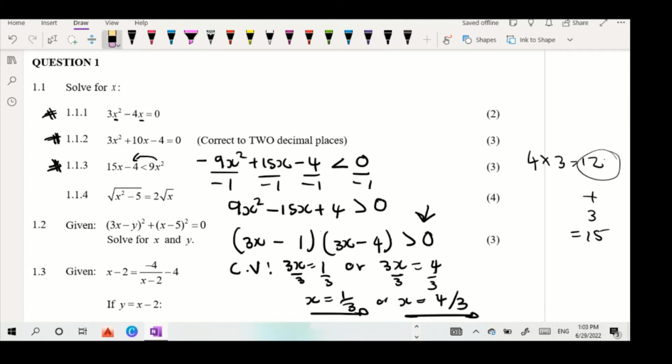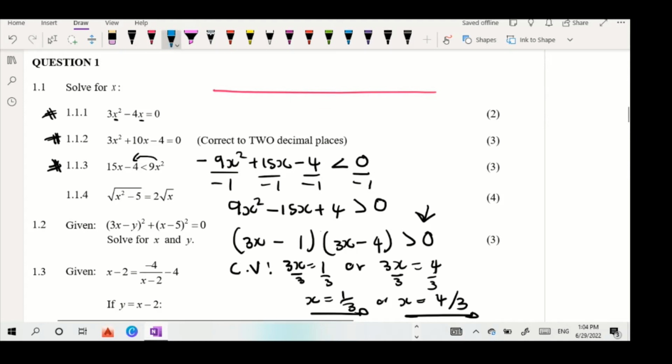So now what you need to do is draw your number line. So let me draw my number line at the top where I'm going to write down my critical values. So we have x being equal to 1 over 3 here, and then we have x being equal to 4 over 3. So these are my critical values, these ones. So this step now, because we want to conclude the values of x, we want to write the solutions of x.